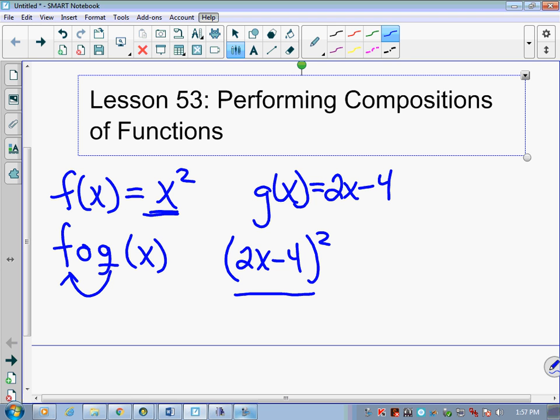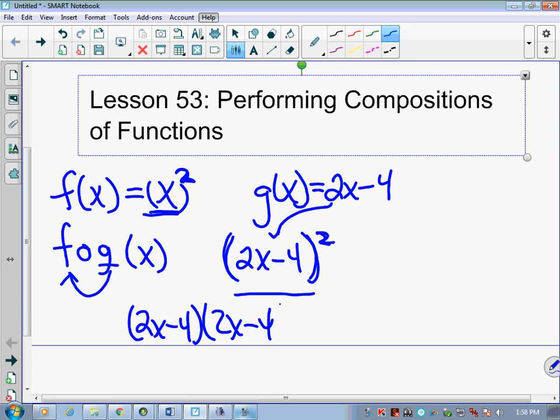Yeah. All right, so this set of parentheses that we're looking at right here represents this x. Okay? So that's why we see this square show up right here. And then I'm plugging this inside because it's f of g. So the second function will always go into the first. Okay? Now, in order to solve this, I'm going to FOIL. So it's 2x minus 4 times 2x minus 4. Okay? And then you just FOIL it out. So we get 4x squared, okay, minus 8x.